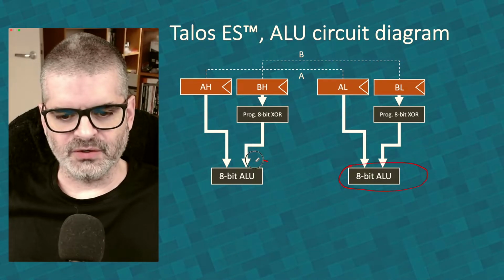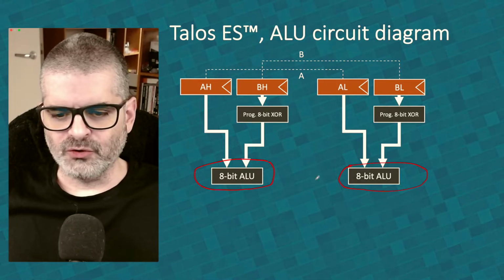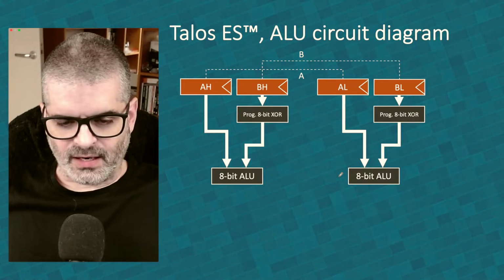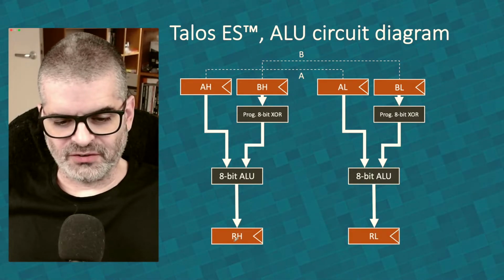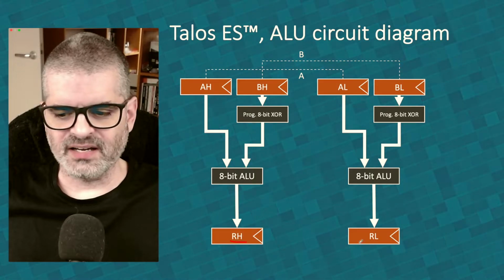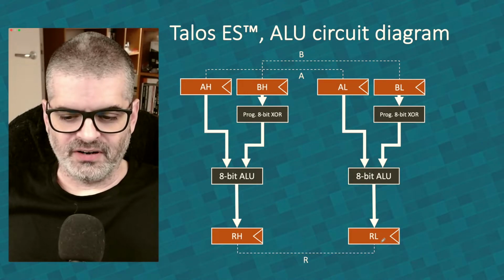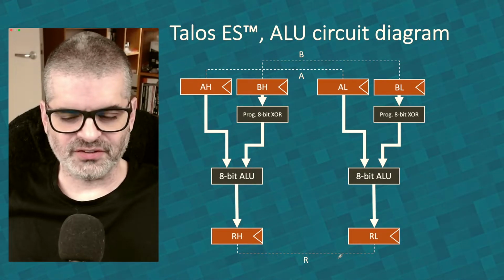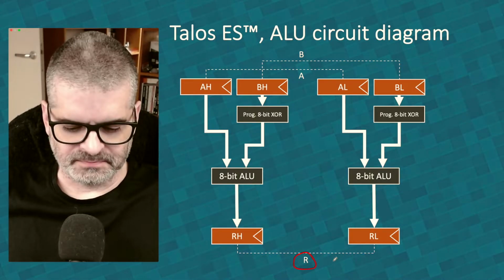We have an 8-bit ALU here and an 8-bit ALU there, and you can perform two 8-bit operations at the same time. Now, once these operations are done, the result goes to a result register. So let's call them RH, result high, and RL, result low. And like before, if you regard them as the high and the low part of a 16-bit register, then the result register is simply R for result.